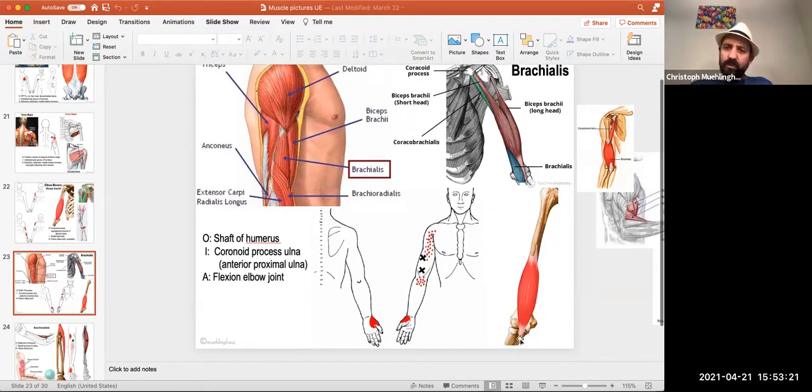Then it goes into the ulna, and it flexes the elbow when it contracts. It's actually a thick muscle, so the drawing doesn't do it justice right here. Look at how thick it is. The biceps is just sort of on top of it and can show off. But the muscle that pushes the bicep upward is the brachialis muscle.